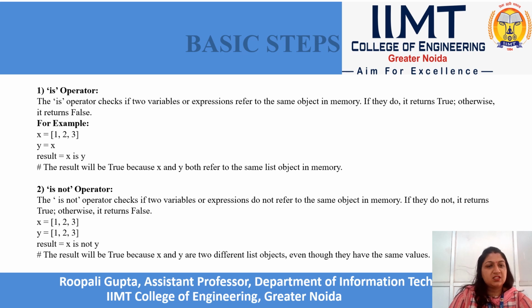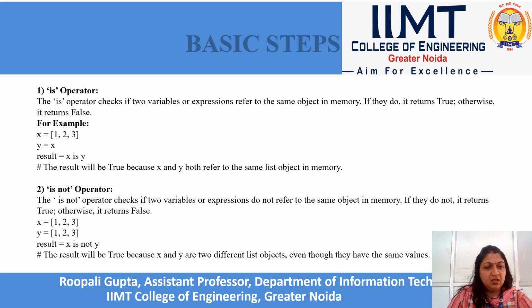For example, we have x = [1, 2, 3] and y = x. As we can see, y also refers to x. So the result of x is y is true, as we can see that both operands are referring to the same memory. x is [1, 2, 3] and y is equal to x, so y also points to x. So it will return true as both of them are referring to the same location in memory.